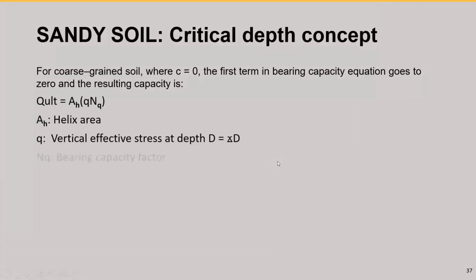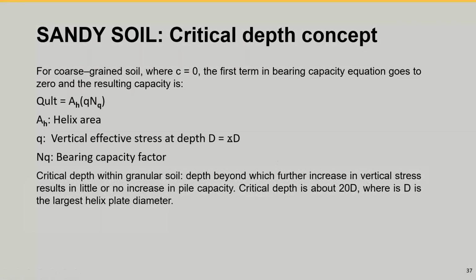Now, in granular soil, there is what we call the critical depth, which is the limiting depth in granular soil, where further increase in vertical effective stress results in little to no increase in the end bearing capacity of the pile. You will see this in almost any geotechnical engineering book. In the helical pile industry, we usually use a critical depth of about 20D, where D is the diameter of the uppermost helix.